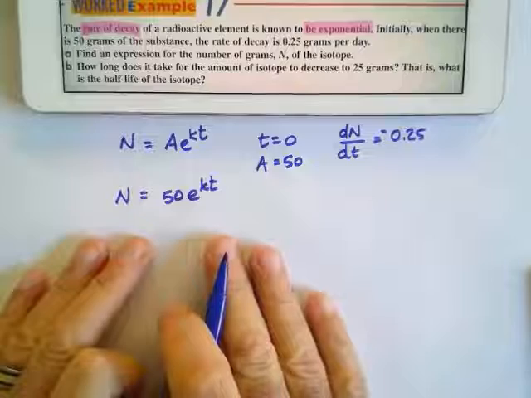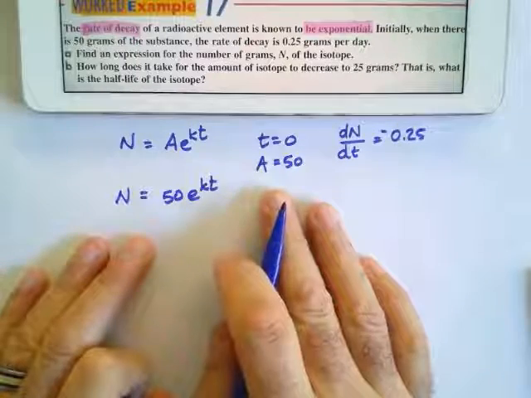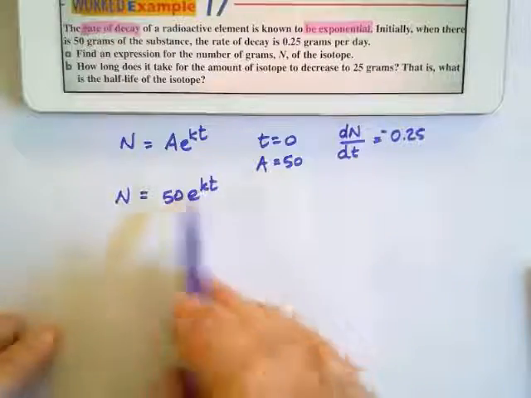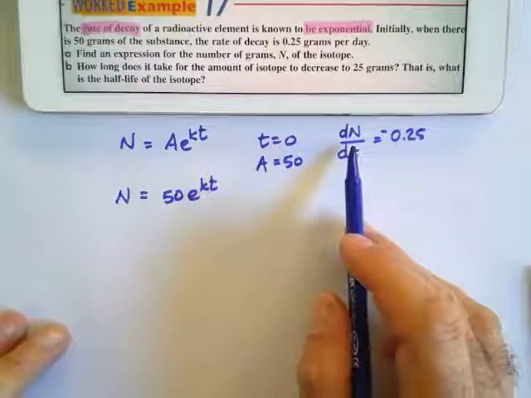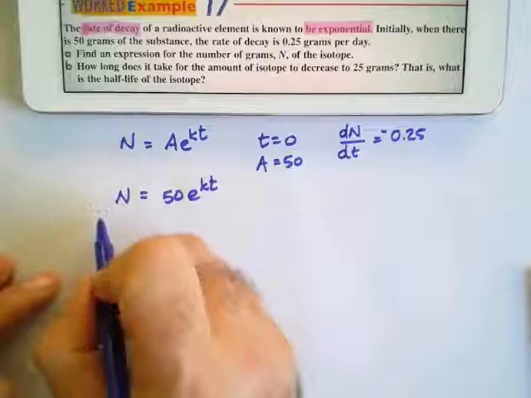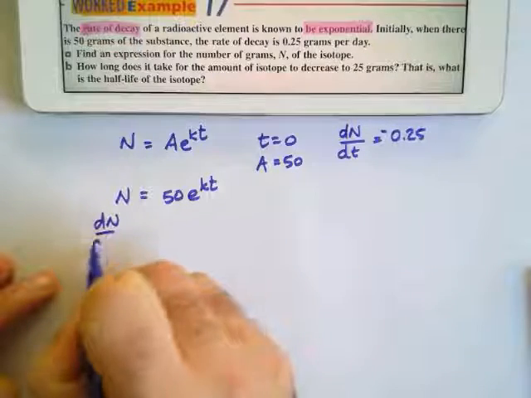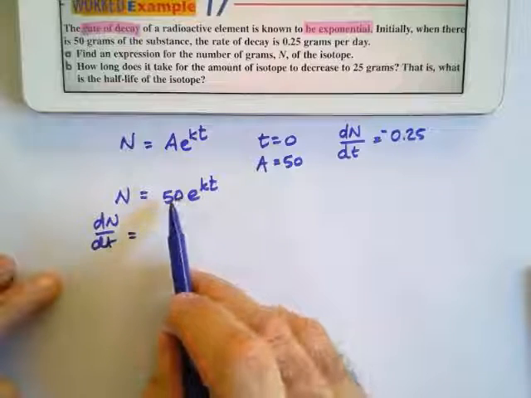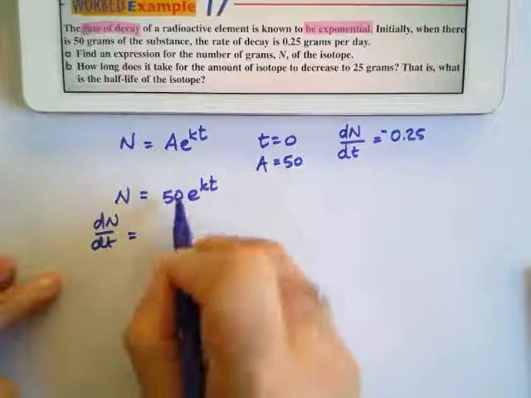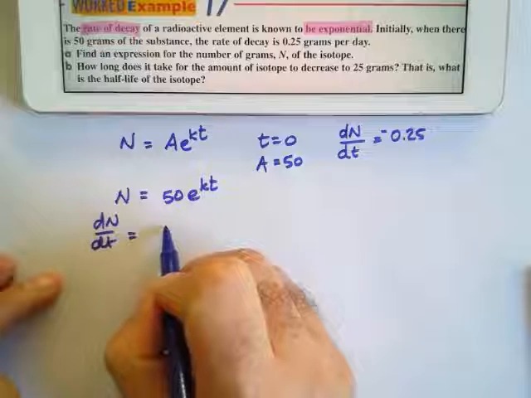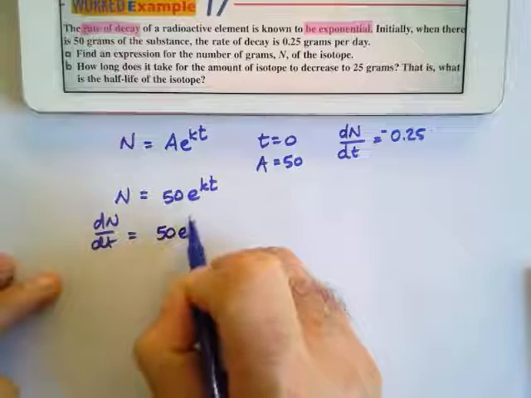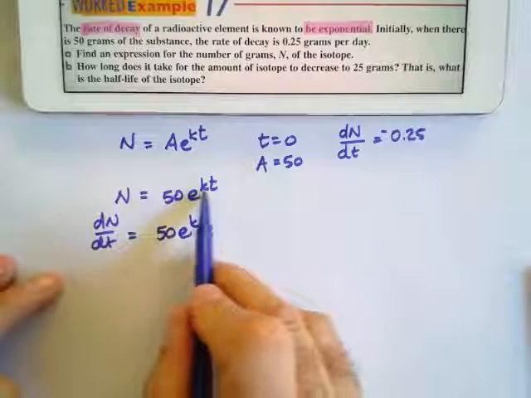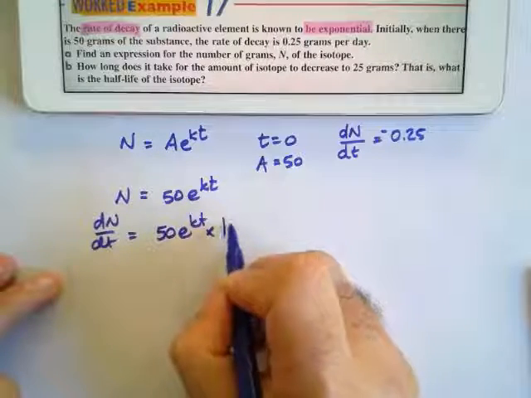That's all I have. Usually they gave me 2 pieces of information, now they only give me this. So I can differentiate this in terms of dN dt. So dN dt equals 50 e to the power something, so 50 e stays 50 e to the power something, multiplied by the derivative of this thing. And the derivative of kT is k.